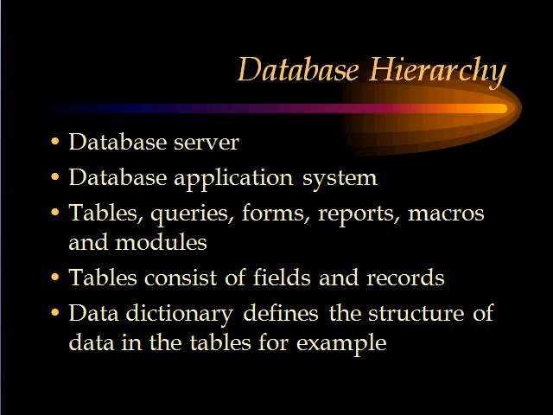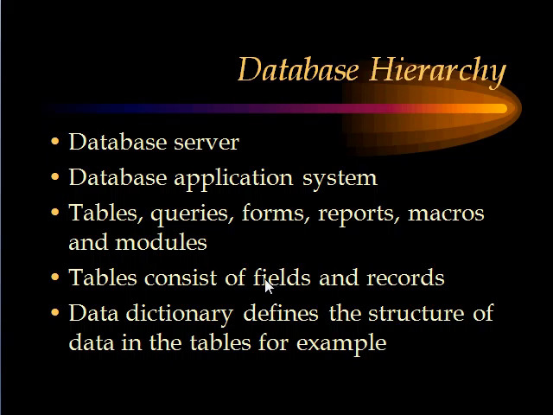Now that we have looked at the validity check, we will look at how data is organized and arranged in what we call a database hierarchy. At the very top of it is a database server. A database server may contain multiple database applications. Each of the database applications consists of, for example, tables, queries, forms, etc. And tables, for example, consist of fields and records. Remember, one of the fields would be the primary key. Primary key is one that would uniquely identify a row of data.